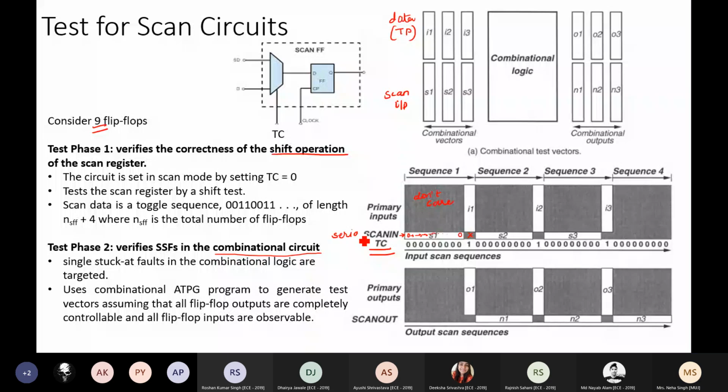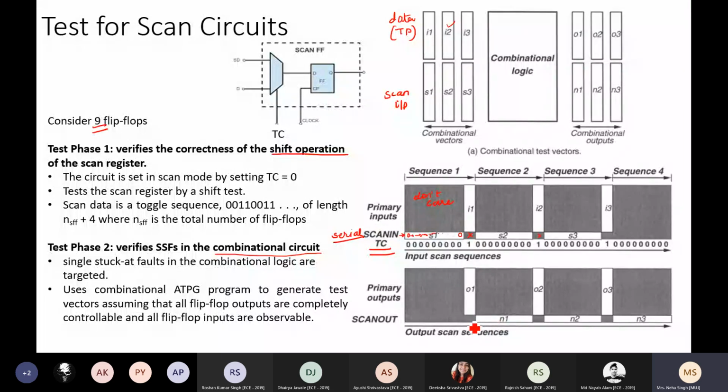N1 will be the output corresponding to scan. If my first bit I gave is 0, I expect to see it here. The data is shifted in, right? Till the 9th flip flop the data has shifted, but I have not read anything yet. Therefore, this is all don't care. The scan out for 9 plus 1, the 10th clock, is don't care. After that my N1 pattern will start coming.